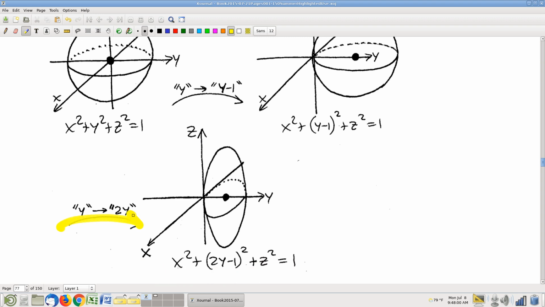this process, replacing y with 2y, it's a multiplication by 2. Again, your first instinct is to think that that's going to stretch in the y direction, but again, it's not. It's the opposite. It squishes in the y direction. And so we have some sort of, it's called an ellipsoid, right? For a cross section 2.2, yeah.